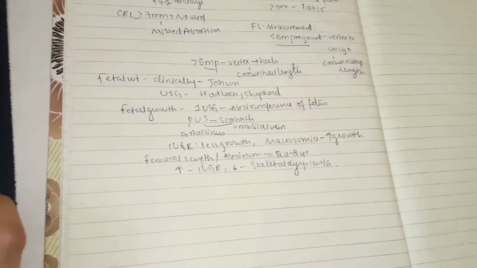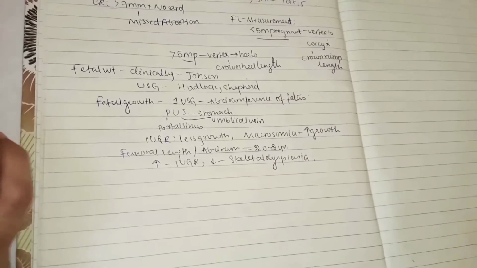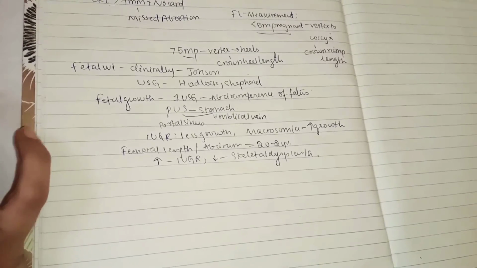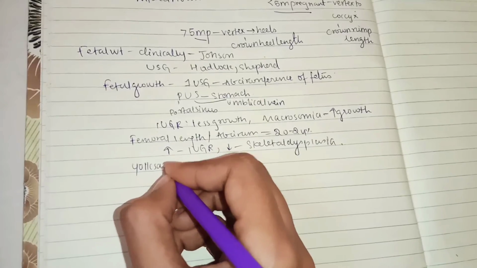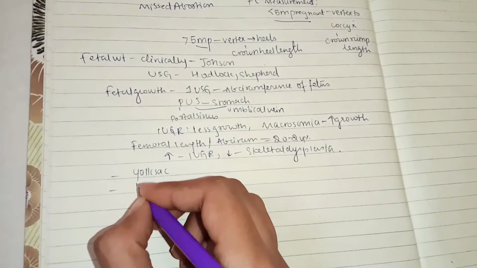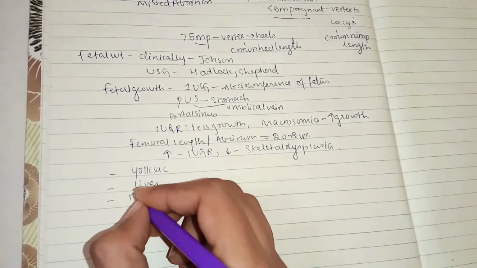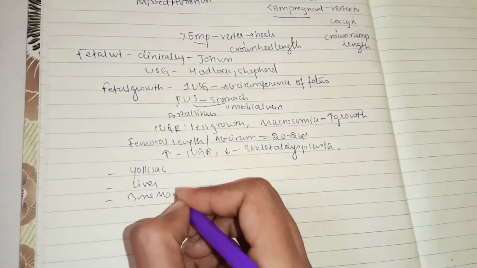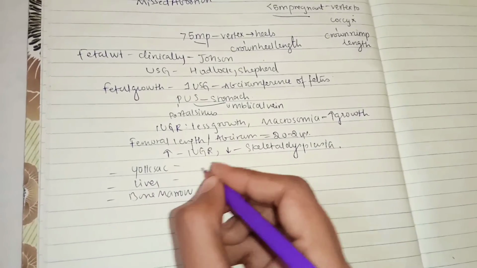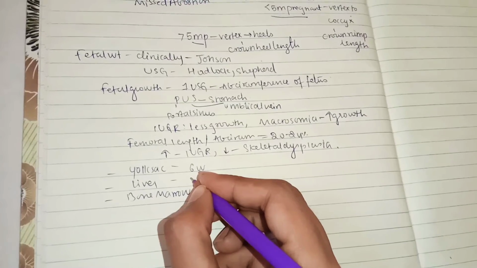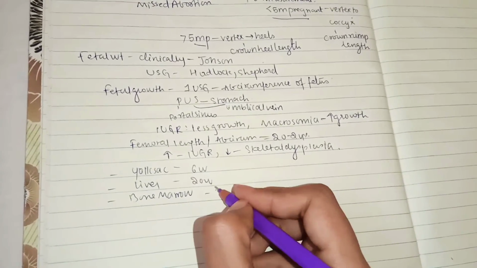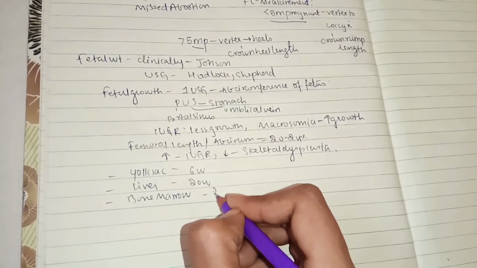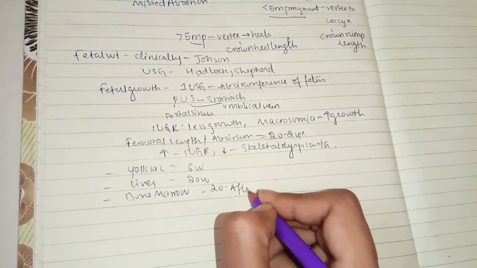So these are the few important points. Now finally let us move on to fetal hematopoiesis. In the fetal hematopoiesis, first it takes place in the yolk sac, next followed by the liver, next followed by the bone marrow. So the first one is yolk sac till 6 weeks, liver till 20 weeks, bone marrow also after 20 weeks.